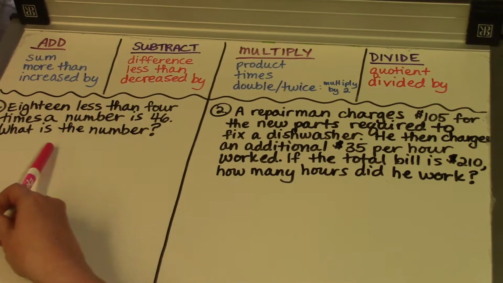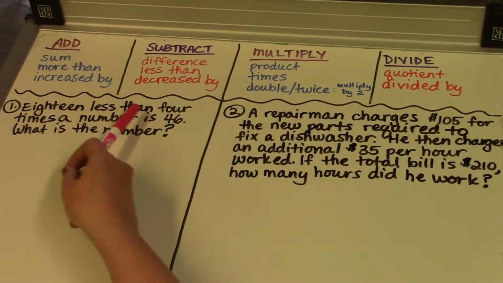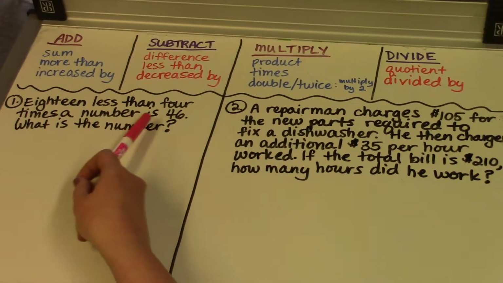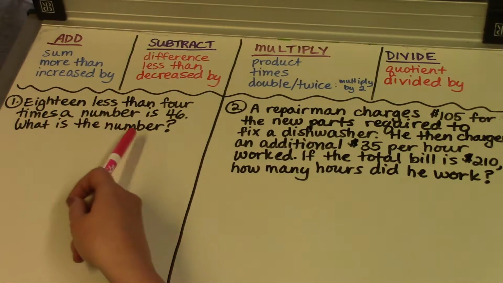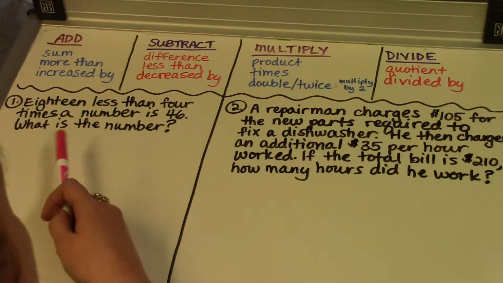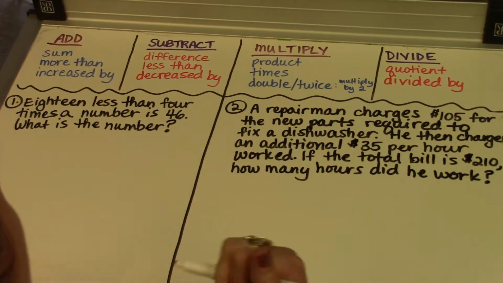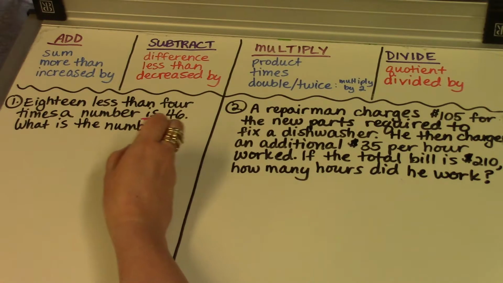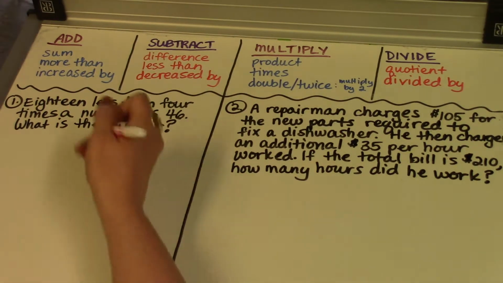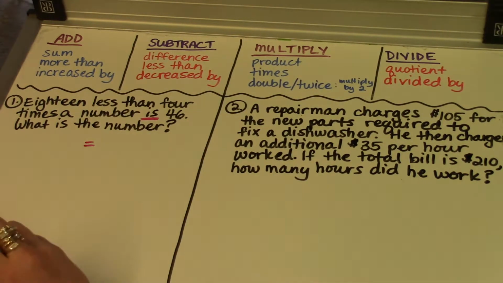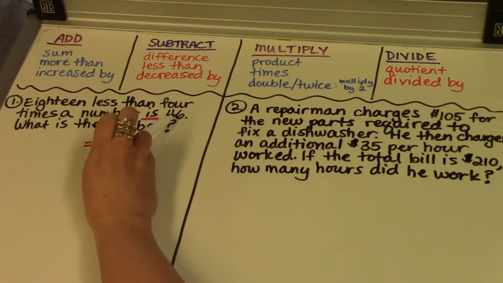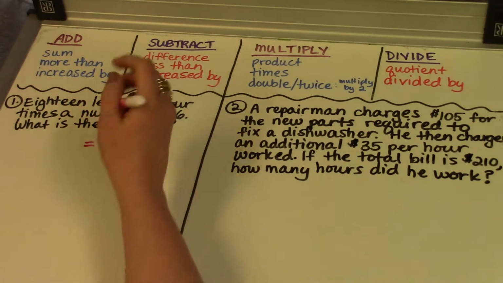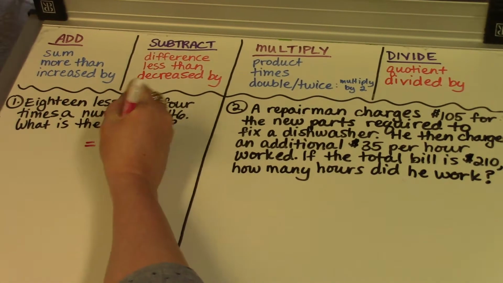So for our first word problem, it says 18 less than 4 times a number is 46. What is the number? So we need to take this sentence and translate it into math. As soon as I see the word is, that always means equals in math. And I see that the number 46 is after the word is, so I'm going to put that there.